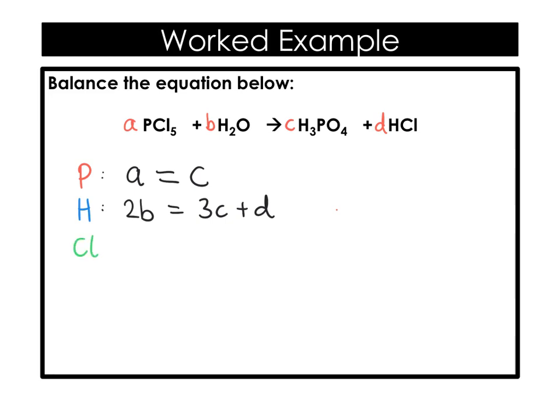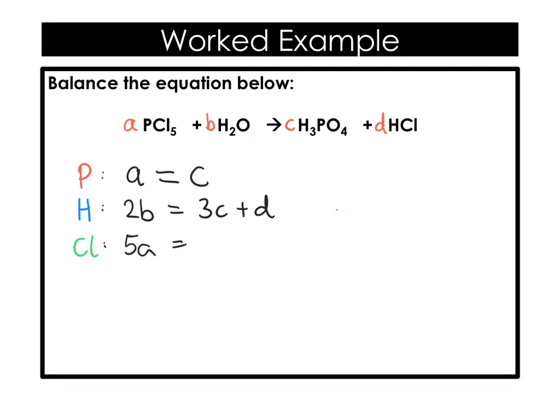So Cl is going to be only in this compound on this side. There's 5 Cl per compound. Per molecule, sorry. And so whatever A is, that'll be multiplied by 5. That'll tell us how many Cl's there are. So it's going to be 5A.